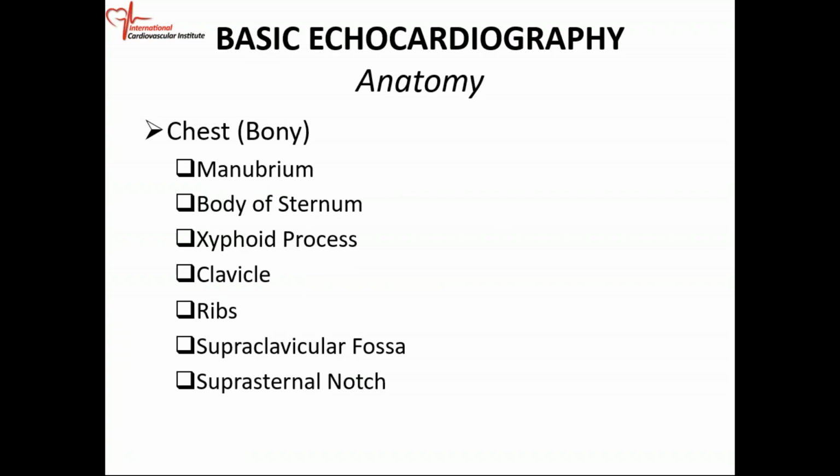So the bony chest, that is the bones that make up the chest wall, includes the manubrium, the body of the sternum, the xiphoid process, the clavicle, the ribs, supraclavicular fossa, and the suprasternal notch. So these are important areas. And when we talk about echo of the heart, these are important structures that we constantly mention and relate to.